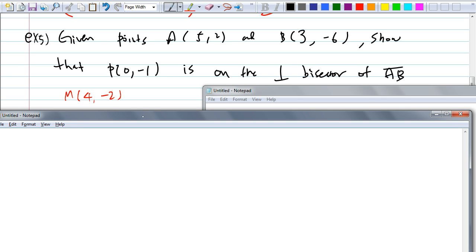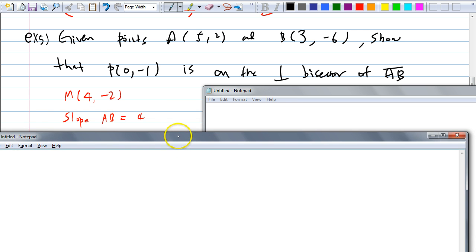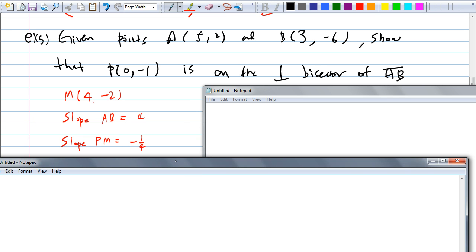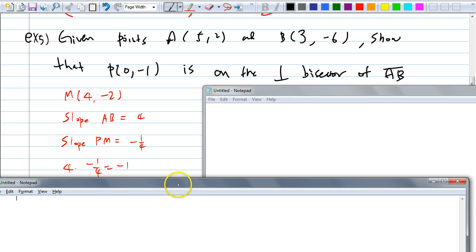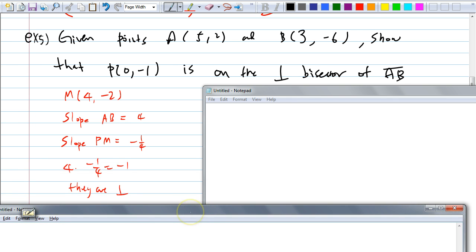I got the slope of (4, negative 2) and (0, negative 1). Okay, so you found the slope of MP. So what did you get? Negative 1/4. What about the other one? Did you get the slope of AB? What did you get? 4. Exactly. So you get 4 for the slope of AB, and then you get the slope of PM or MP as negative 1/4. Correct? Am I done, or should I multiply them out and show that it equals negative 1? Yeah, that's what I should do. Multiply them out. It does equal negative 1. So therefore, they are perpendicular. So it's on the perpendicular bisector. We have shown that M is the midpoint, and then they're perpendicular.